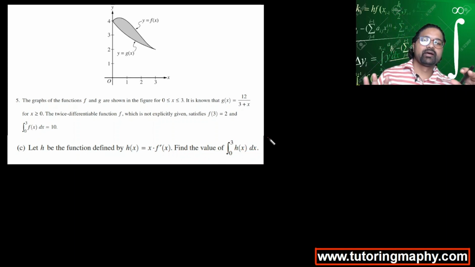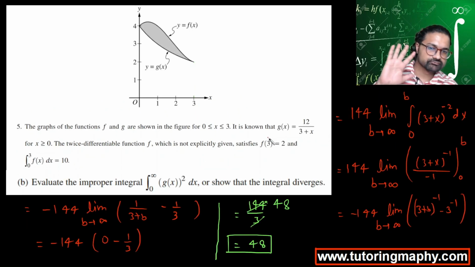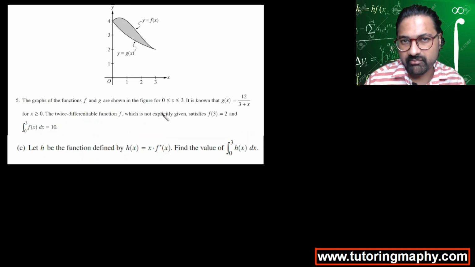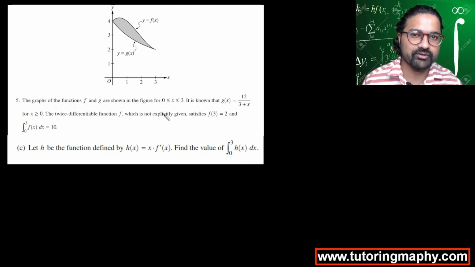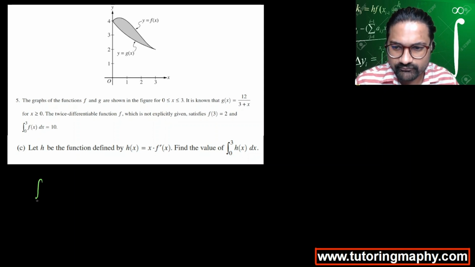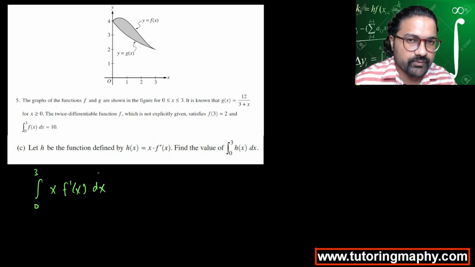This was a little complicated in this question. I think the other two were okay, but this was a little complicated because here you've got to use integration by parts. First thing, why it's complicated: sometimes it's important for the mind to click that, okay, we've got to use integration by parts in this case. So we've got to find the integral from 0 to 3 of h(x) dx, where h(x) is x f prime x dx. The question is, what is u and what is v?